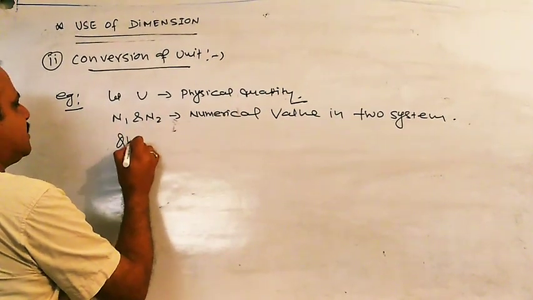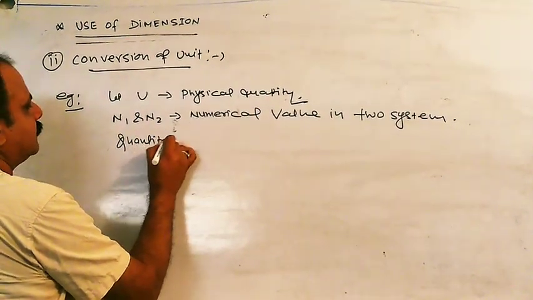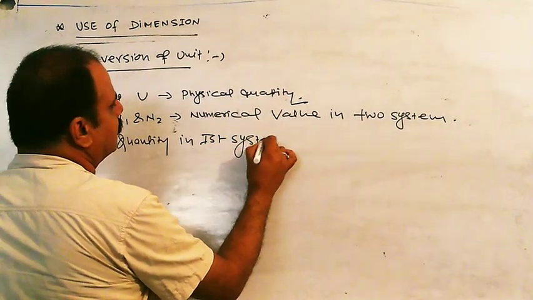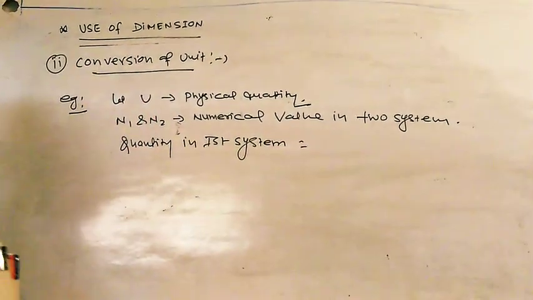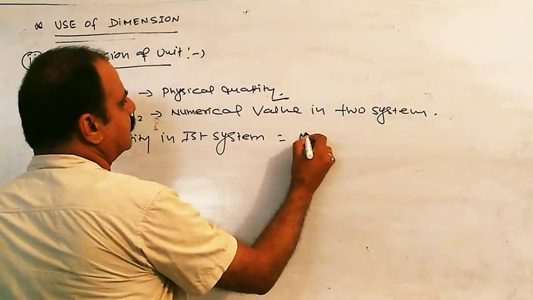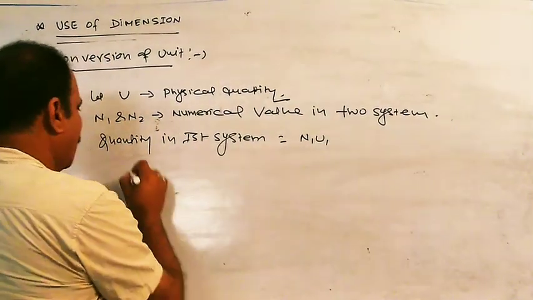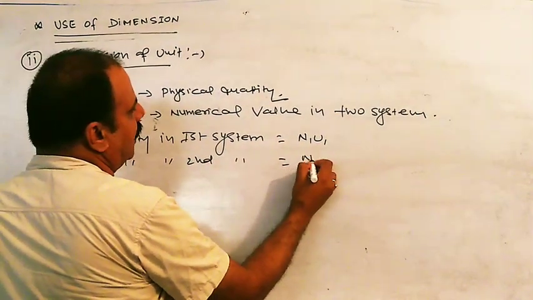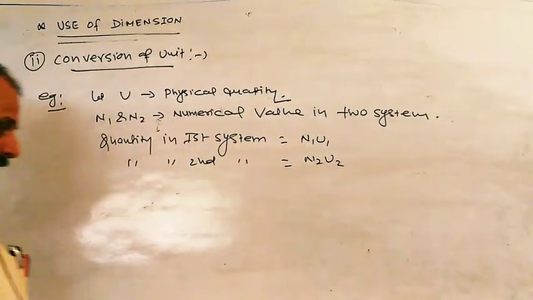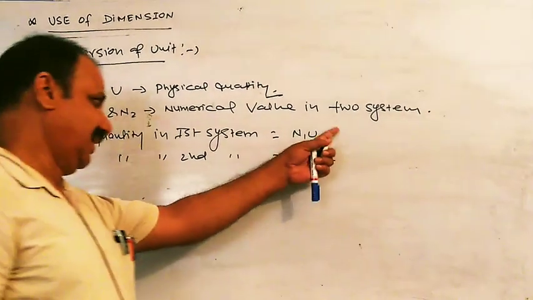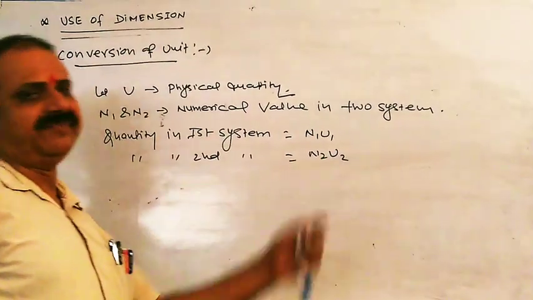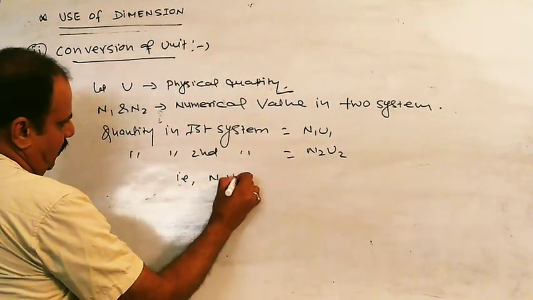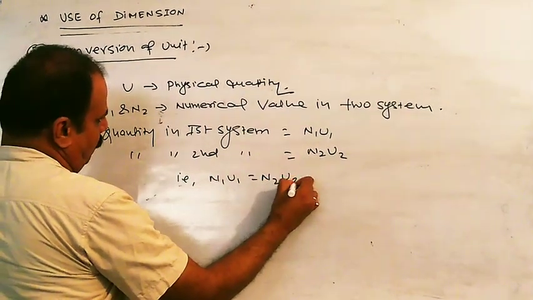Therefore, quantity in first system is N1 U1 and quantity in second system is N2 U2. By principle of conversion, N1 times U1 must be equal to N2 times U2. N1 U1 equal to N2 U2.